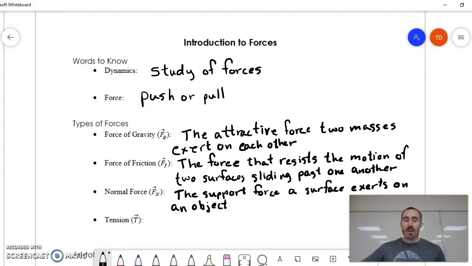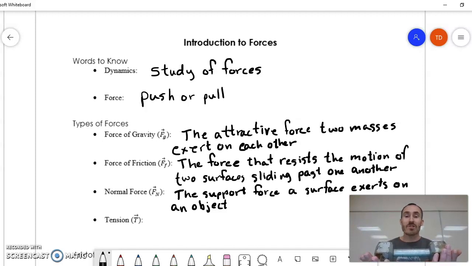So let's think about this dumbbell resting in my hands. So my hands are a surface that are supporting this dumbbell. Gravity wants to pull this dumbbell down, and it would if my hands weren't here supporting it. So the force of gravity is pulling this dumbbell down, but my hands are exerting an opposite force, pushing up against gravity. So my hands are exerting what is called the normal force. So the normal force is a support force. My hands are supporting this dumbbell against gravity.